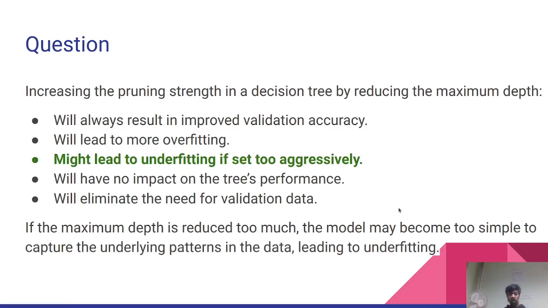So the only correct option here is option C. If the maximum depth is reduced too much, then the model might become very simple. If the model is very simple, it will not be able to capture the patterns of the data, whatever features are there and whatever the output is, it will not be able to find the mapping between them. So it will not give good performance on the training set as well as the validation set. So this is the answer for the second question.